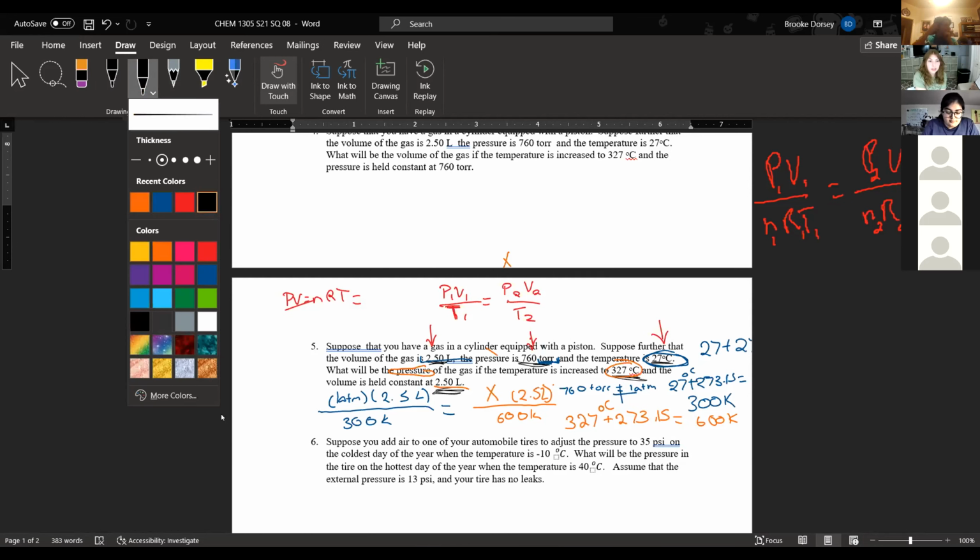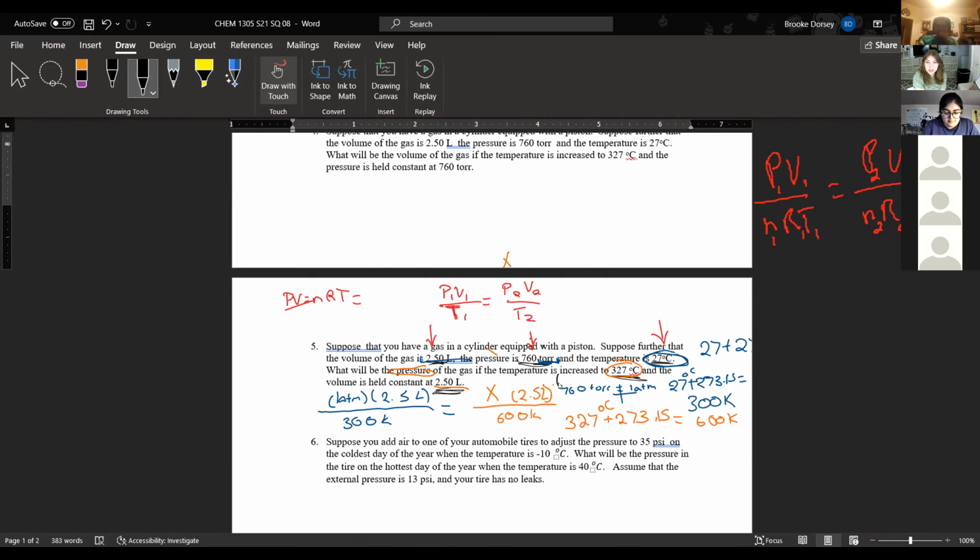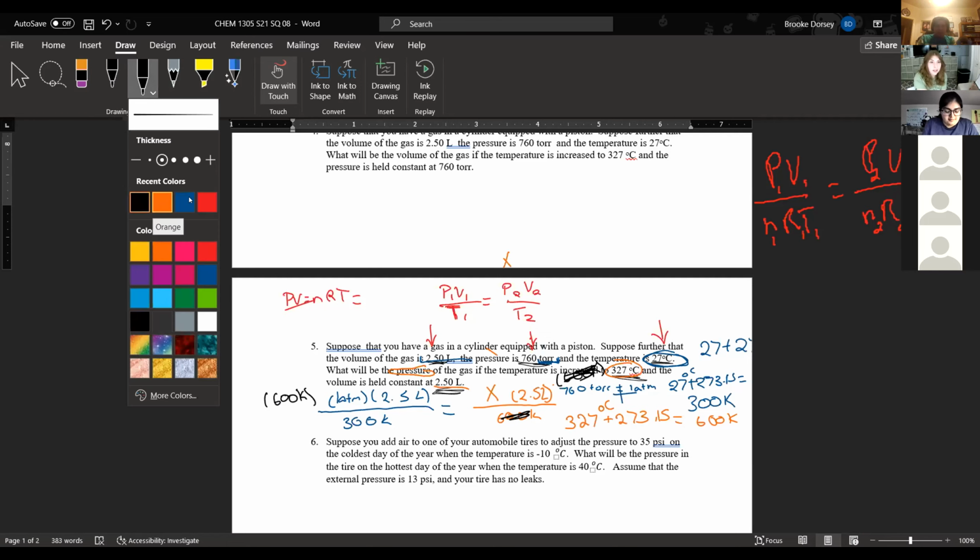Multiply both sides by 600. Beautiful. Let's start with that. So we multiply by 600. You can't see my writing. I'm super sorry. I should have thought about that ahead of time. So these guys would cancel out, and we're left with this equation: 600 times 1 times 2.5 over 300 equals x times 2.5. What do we have to do now? 600 times 2.5 is 1500, and you just divide that by 300.